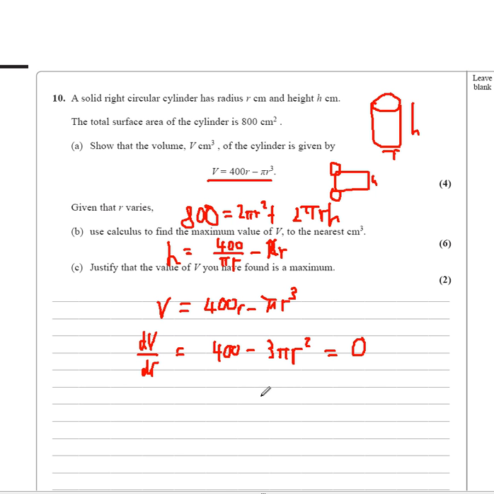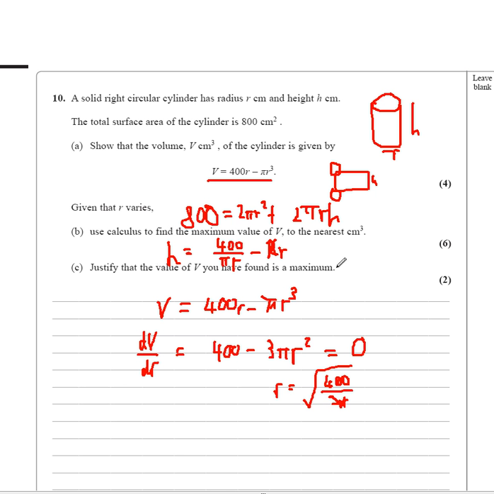In other words, r squared equals 400 divided by 3 pi. So r is the square root of 400 over 3 pi, which is a bit more than 6, I suppose. I'm not going to actually do that because you can do it on a calculator, but r is a bit more than 6. Then we need to put r into here to find the volume. They're asking us to find the maximum value of v, so work out what this is and put it into the volume equation here.